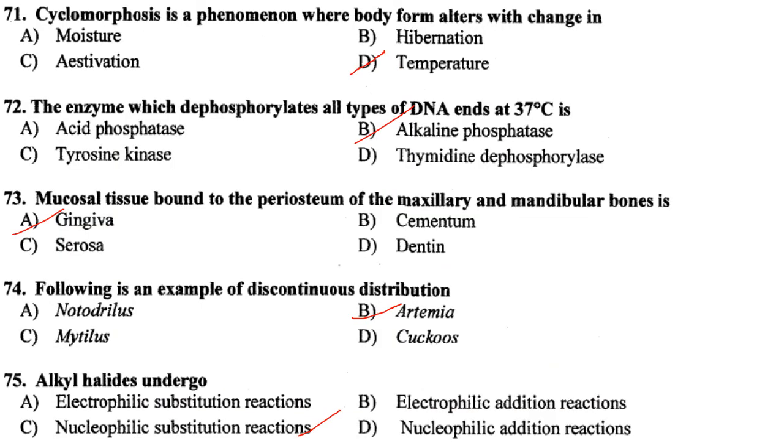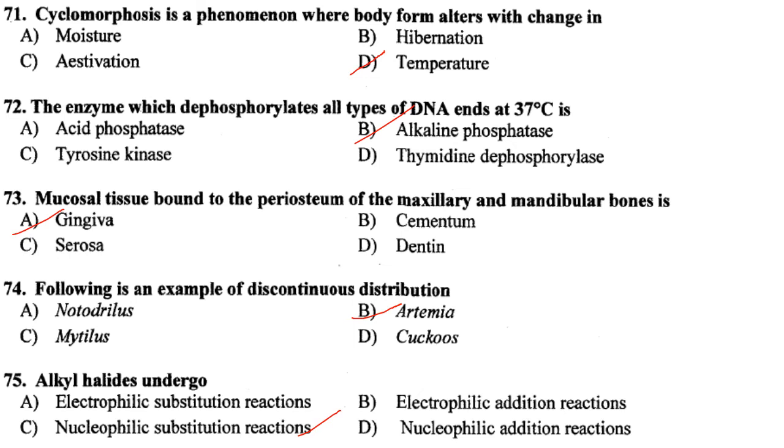Cyclomorphosis is a phenomenon where body form alters with change in. So body form alters with change in temperature. Is cyclomorphosis. Okay, it is cyclomorphosis. Answer is option D. The enzyme which dephosphorylates all types of DNA ends at 37 degrees Celsius. It is alkaline phosphatase. Mucosal tissue bound to the periosteum of the maxillary and mandibular bones is. It is gingiva. Answer is option A.